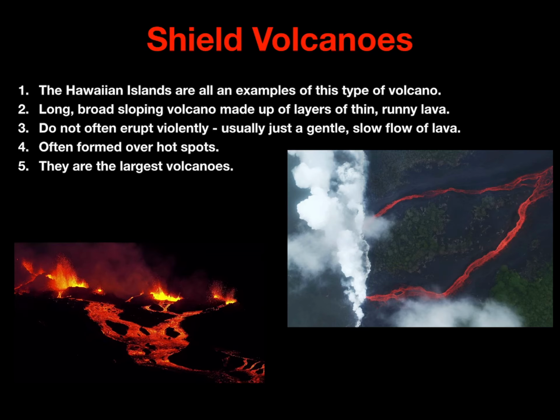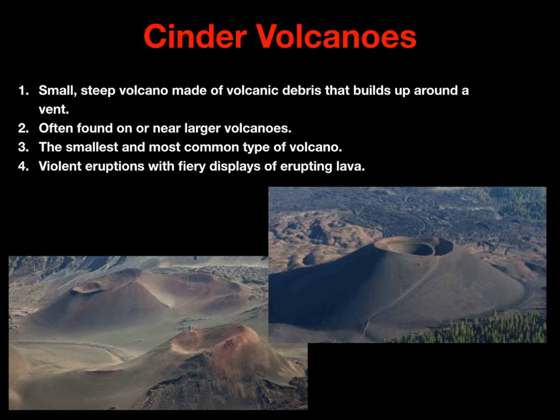They do not often erupt violently. Mostly what would happen would just be a gentle, slow flow of lava. If you look at the pictures on the bottom here, both of those look almost like rivers of lava. And that's what it means. It's not erupting violently out of the earth, out of the crater, to where lava is going hundreds of feet up in the air. It's more just slowly flowing down, like you see in these pictures. They're often formed over hot spots, and they are the largest volcanoes. So even though they're not super steep, they're sloping, they gradually get higher, they are still the largest volcanoes.